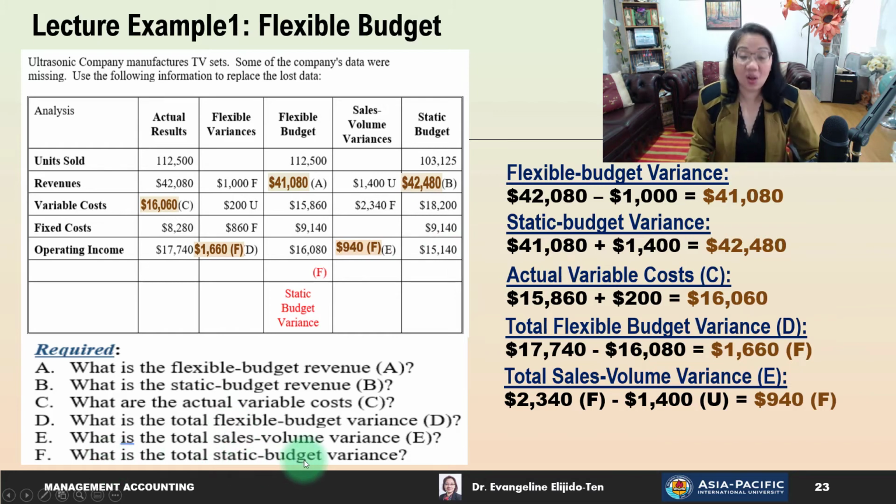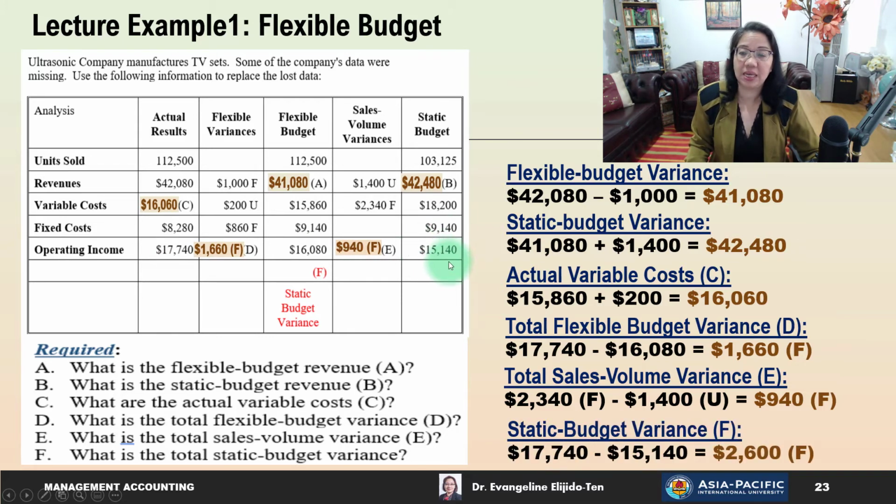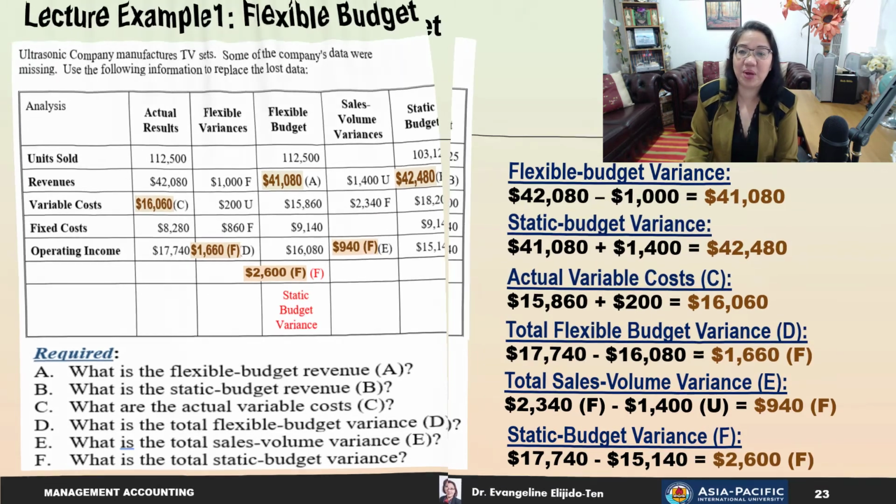And finally, what is the total static budget variance? So the total static budget variance is simply the difference between the actual results, operating income, 17,740, and the static budget operating income of 15,140. So the difference is $2,600, and that is favorable because our actual result is greater than the static budget operating income.